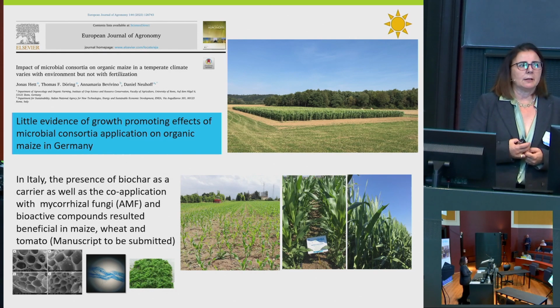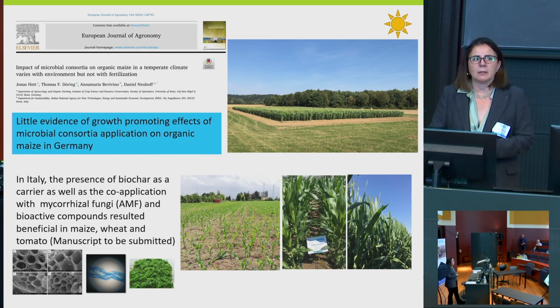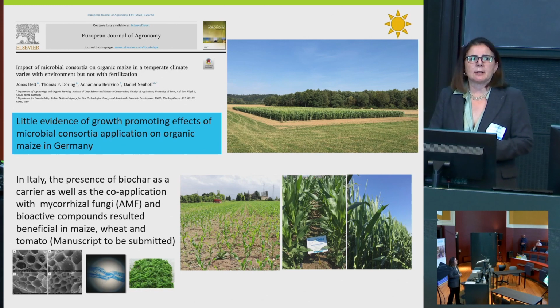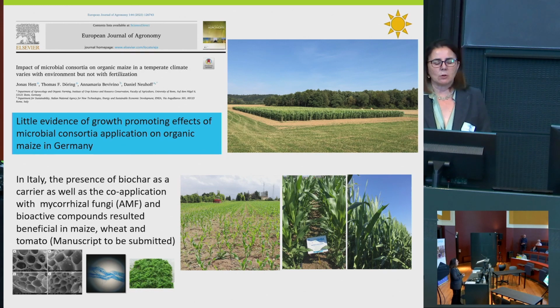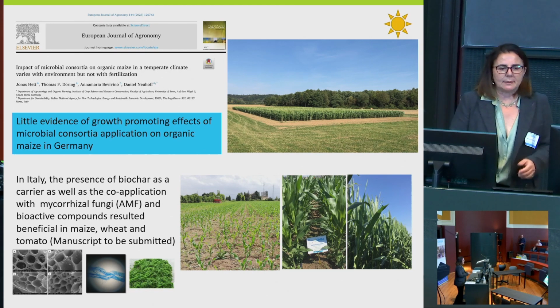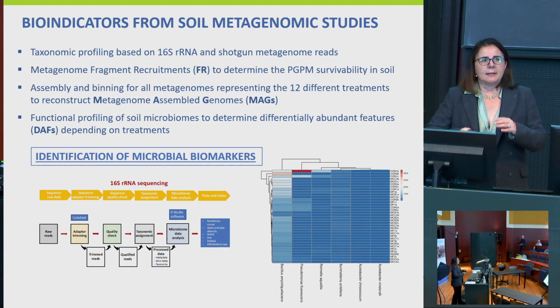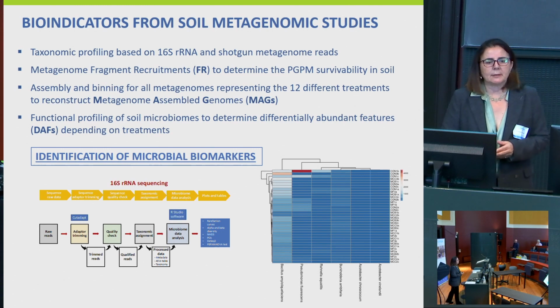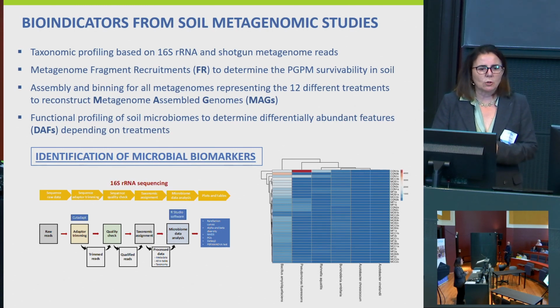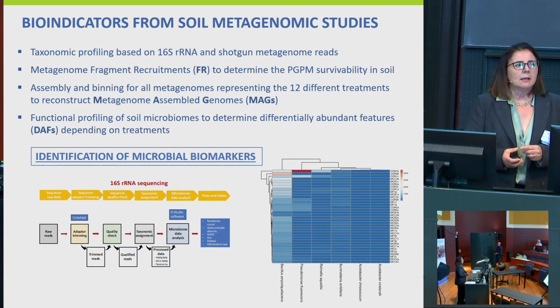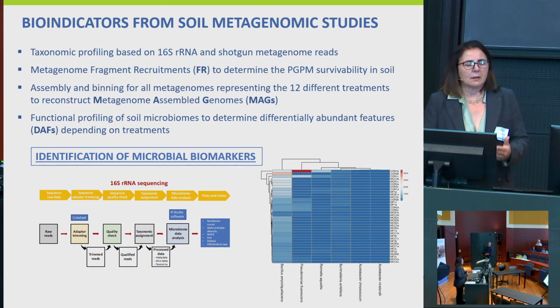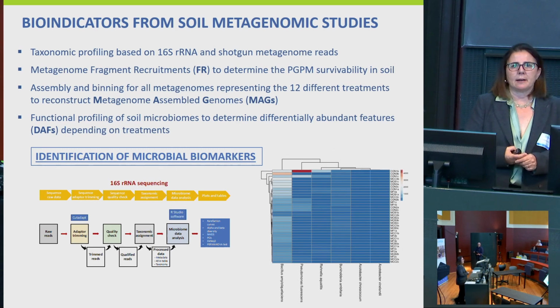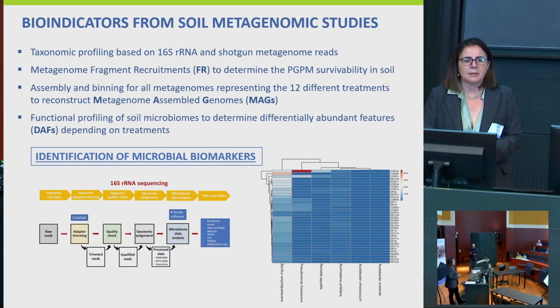In particular, in the experiments performed by University of Parma, we demonstrate that the microbial consortia also favored the increase in plant quality. So at the end of this project, we found in particular the bioindicators from soil metagenomic studies. In particular, we revealed different taxonomic profiling from 16S rRNA, but also from shotgun sequencing.